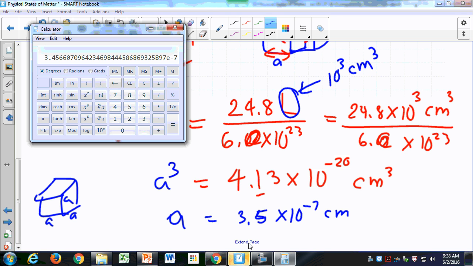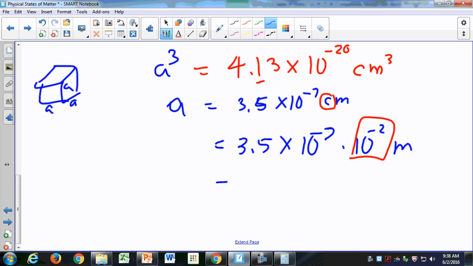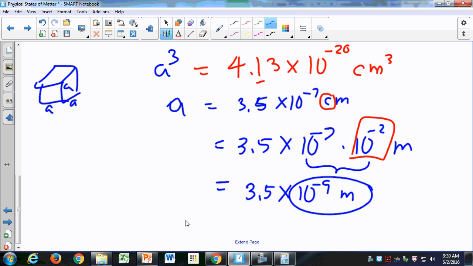Now the prefix centi means 10 to the negative 2. So that's going to be equal to 3.5 times 10 to the negative 7 times 10 to the negative 2 meters. So what's 10 to the negative 7 times 10 to the negative 2? 10 to the negative 9. So 3.5 times 10 to the negative 9 meters. So 10 to the negative 9 meters, that is a nanometer. So 3.5 nanometers. Okay?